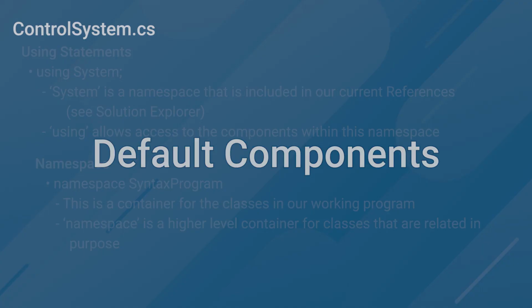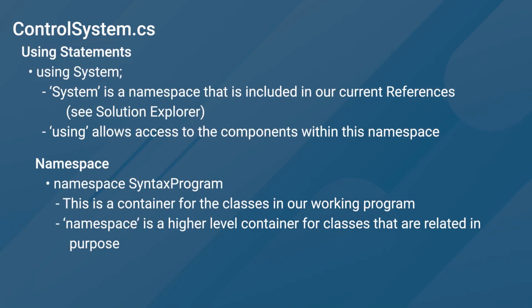structure. When you open ControlSystem.cs, you will see a template in place. This code and included comments are to assist you as a template in building your first program. We will describe those components here. The using statements. This is how we are able to access functionality and items that are in other namespaces. The namespace. This is a container for the classes in our working program and generally encapsulates classes that have a similar function.